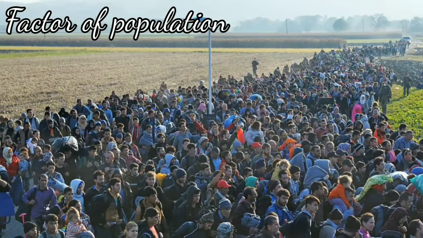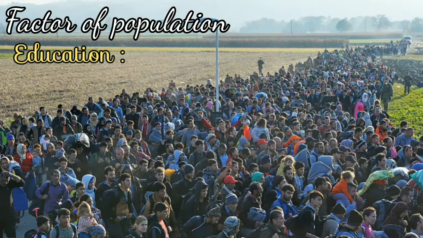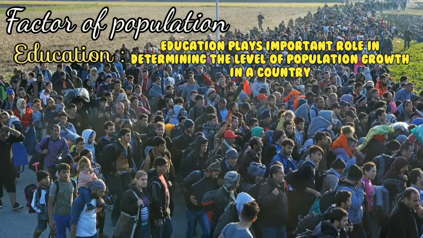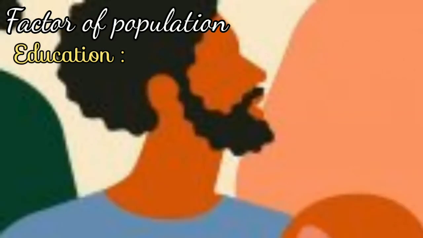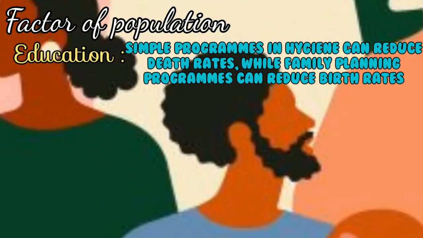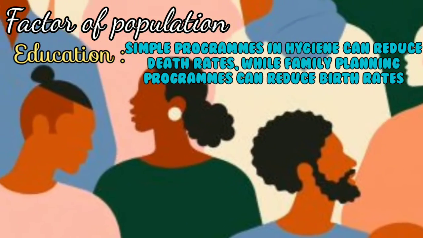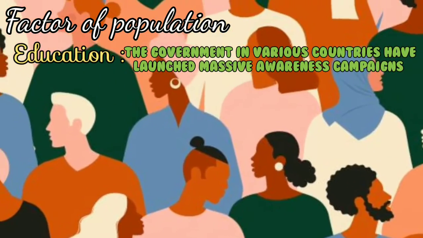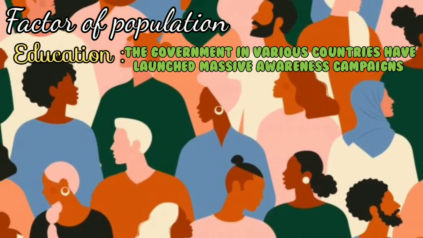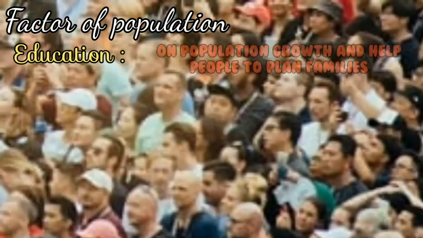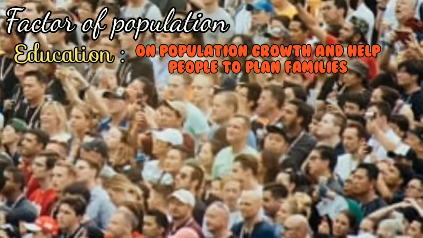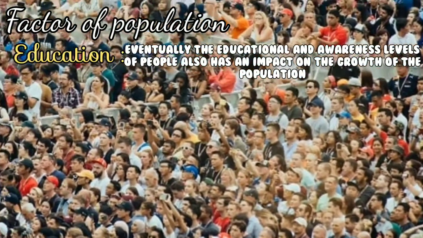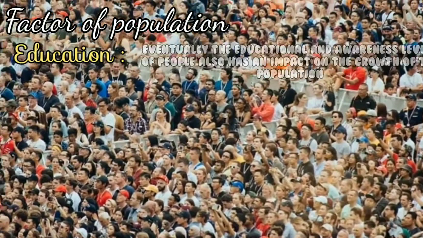First of all, let's go to education. Education plays an important role in determining the level of population growth in a country. Simple programs in hygiene can reduce the death rates, while family planning programs can reduce the birth rates. The governments in various countries have launched massive awareness campaigns on population growth and help people to plan families. Eventually, the educational and awareness levels of the people also impact the growth of the population.